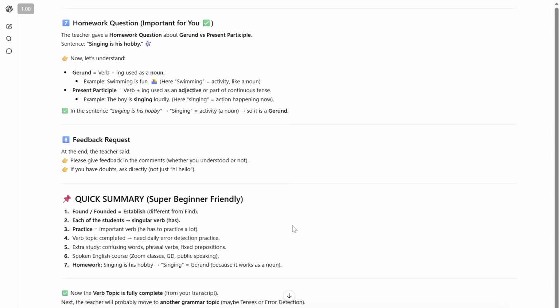Homework question, important for you. The teacher gave a homework question about gerund versus present participle. Sentence, singing is his hobby. Now let's understand. Gerund equals verb plus ing used as a noun. Example, swimming is fun. Here, swimming equals activity, like a noun. Present participle equals verb plus ing used as an adjective or part of continuous tense. Example, the boy is singing loudly. Here, singing equals action happening now. In the sentence, singing is his hobby, singing equals activity, a noun, so it is a gerund.